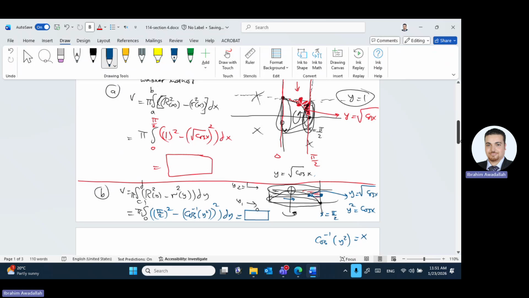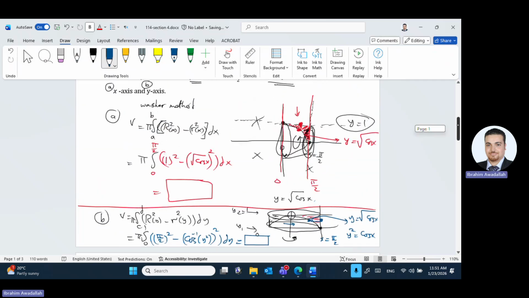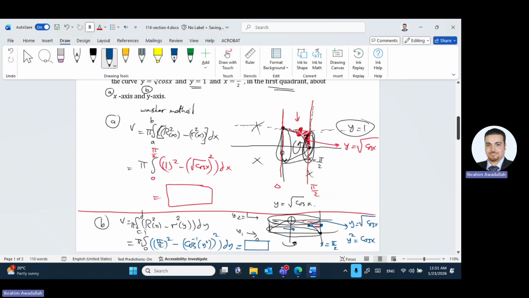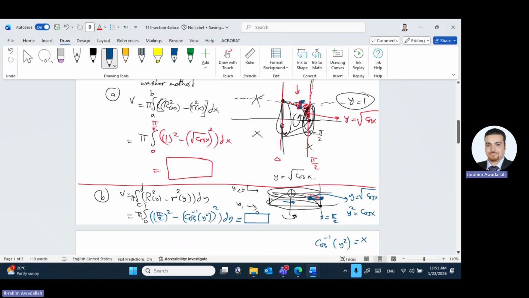I hope that you get the idea. One more time, we have the x-axis. With the x-axis, this would be upper, this would be lower. With the y-axis, this would be upper, this would be lower. With the x-axis, y equals, y equals. With the y-axis, x equals, and the other x equals here.